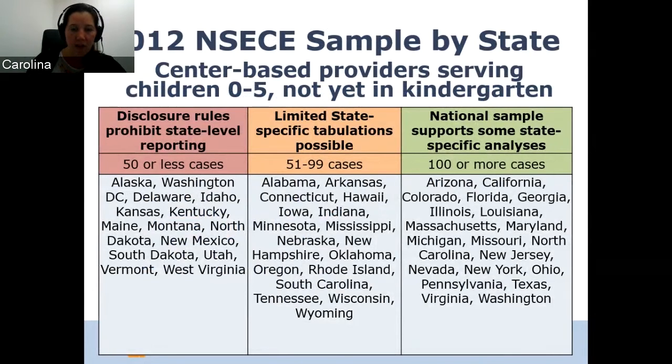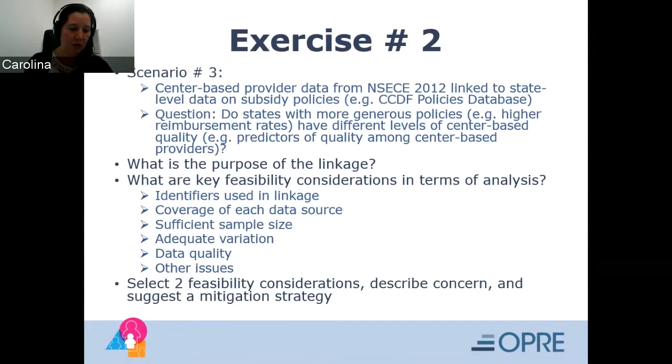So for those states, you would not be able to do a center-based analysis at the state level. In the middle column are the states that have between 51 and 99 unweighted cases. You can do some state-specific tabulations, but probably you cannot break it down into an innumerable number of categories. You may have some limitations in terms of the subpopulations you consider. And on the right side are the states that have 100 or more cases. In this case, the NSCCE would support state-specific analysis given our disclosure rules. If this is clear, I will let you break down into your groups again, and I will give you 10 minutes. I will give you a warning at the 5-minute mark and the 2-minute mark.